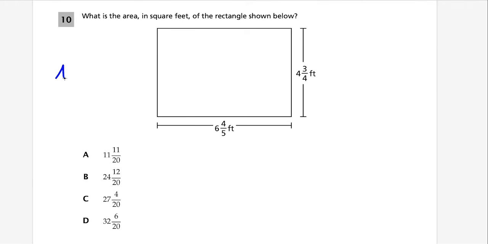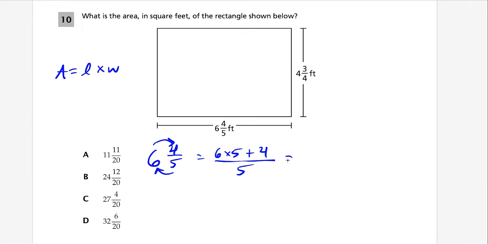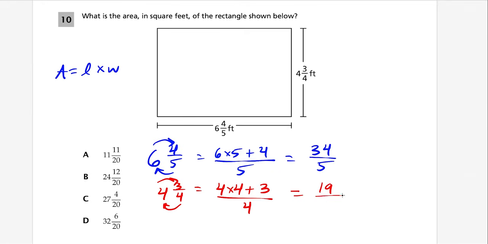Question 10, we're finding the area of this rectangle, and area is equal to length times width. So what we're going to do here is convert these mixed numbers into improper fractions. So 6 4/5, we're going to convert to an improper fraction by, remember, we multiply 6 times 5, and then we add the numerator to that product and divide by the old denominator. So this is going to work out to 34 over 5. And next, we're going to convert 4 3/4 to an improper fraction using the same technique. So we're doing 4 times 4 and then plus 3 divided by the old denominator of 4. And this is going to give us 16 plus 3, which is 19 over 4.